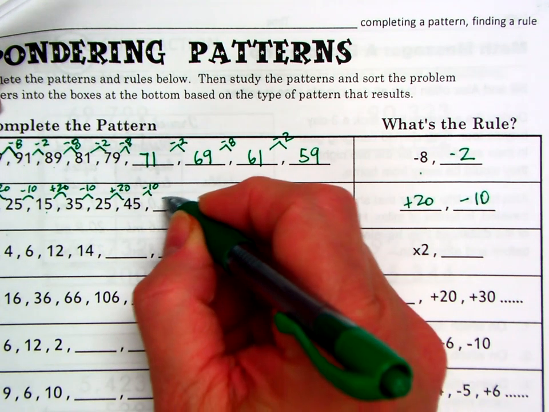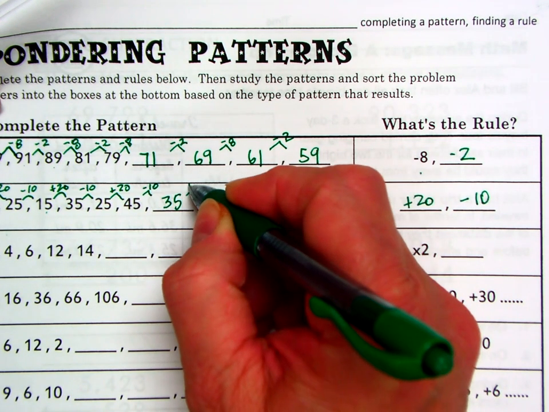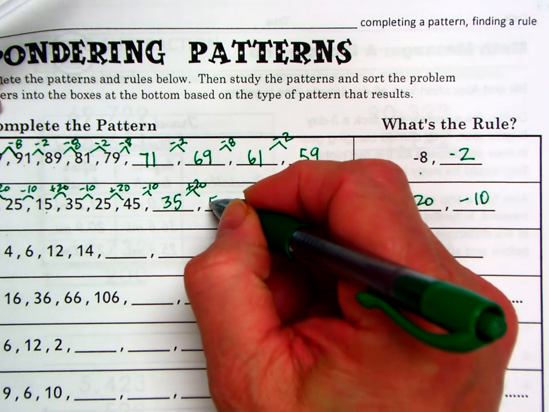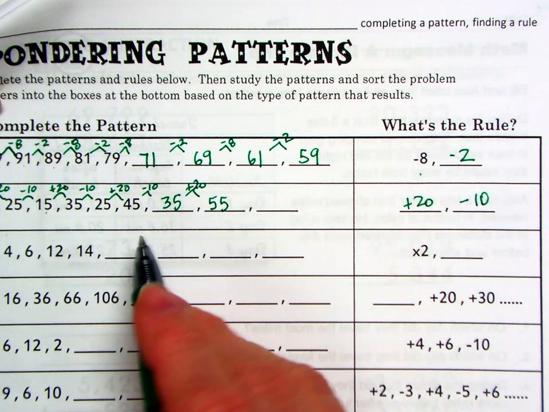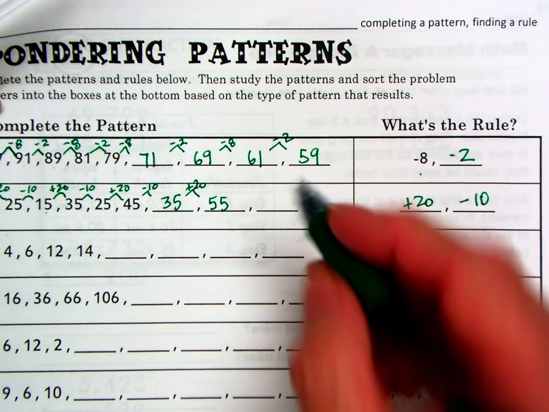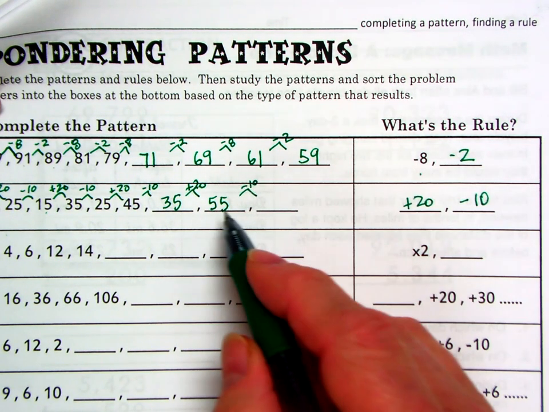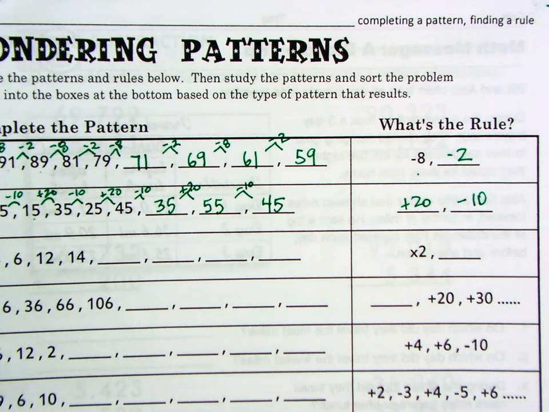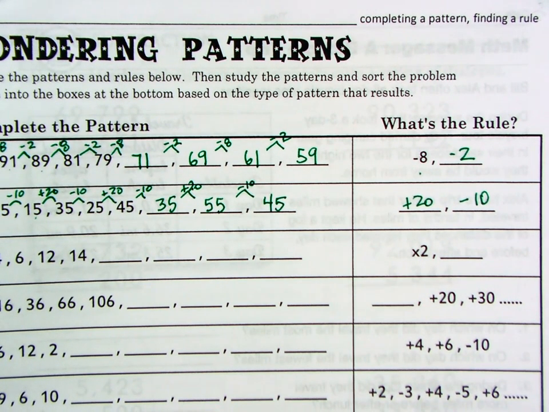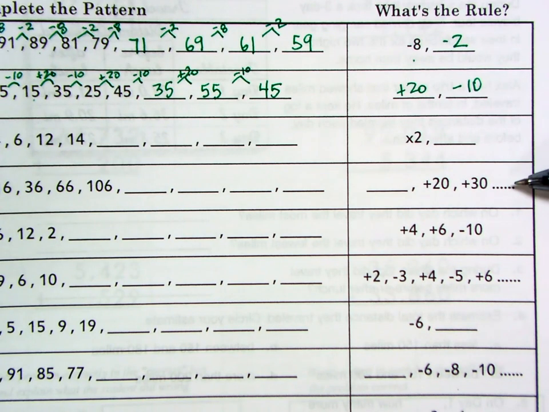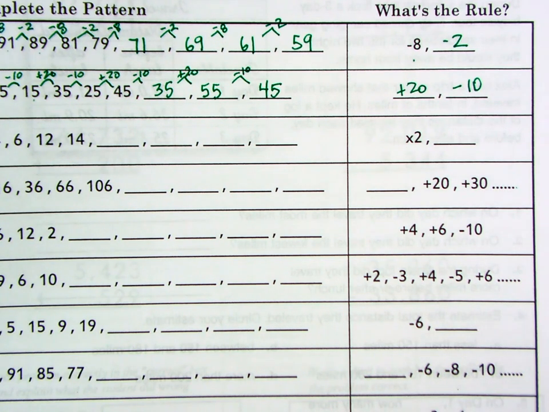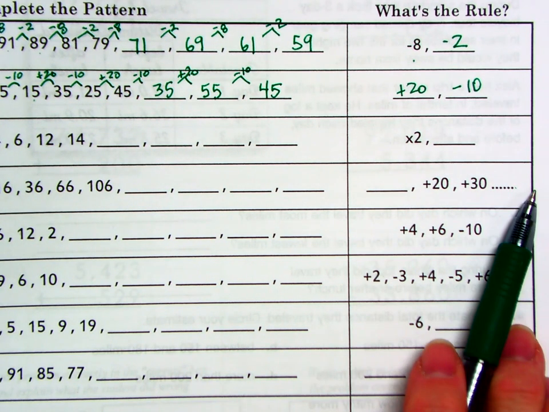45 minus 10 is 35. Plus 20, 35, 45, 55. So I'm up to 55. And now I did plus 20 minus 10 plus 20. Now I'm on minus 10. 55 minus 10 is 45. Okay? So that's how you do that. Some of these patterns you'll notice have dots. That means that the pattern continues on, and it's not a repeating pattern, it's a growing pattern.